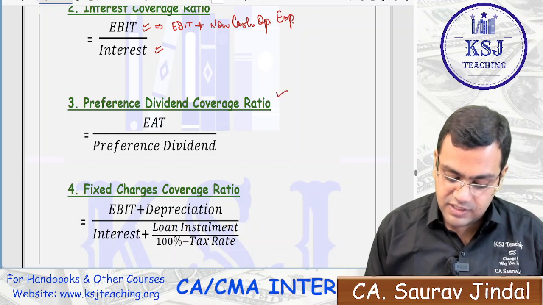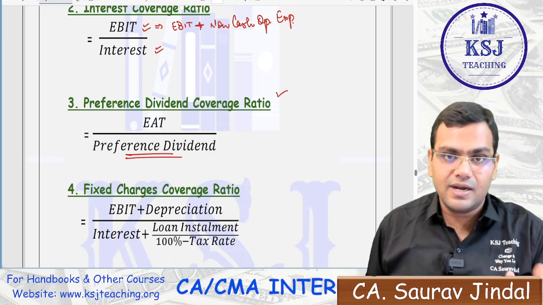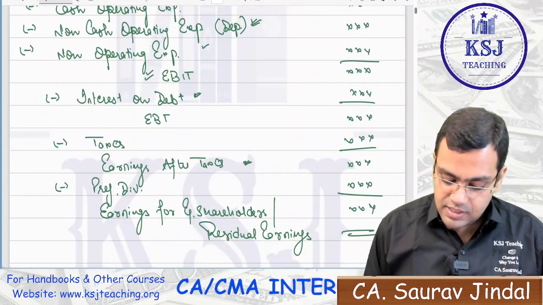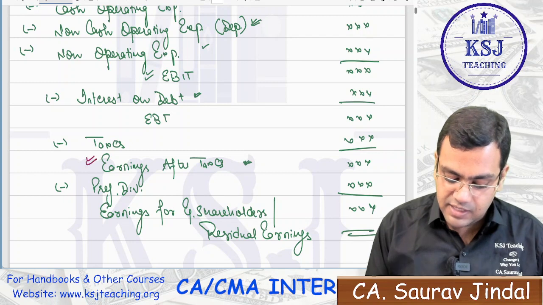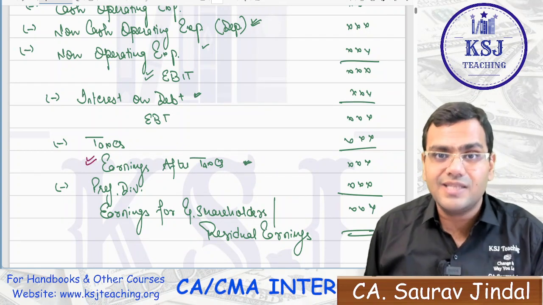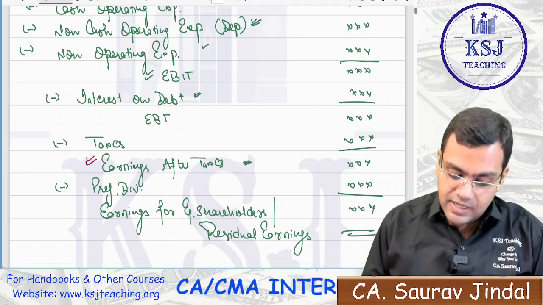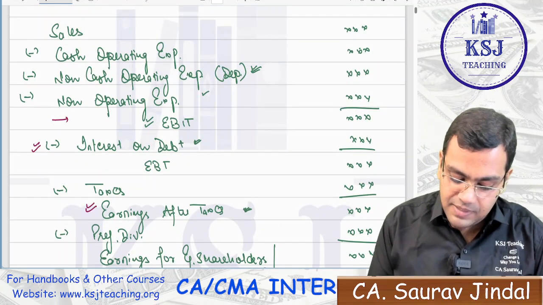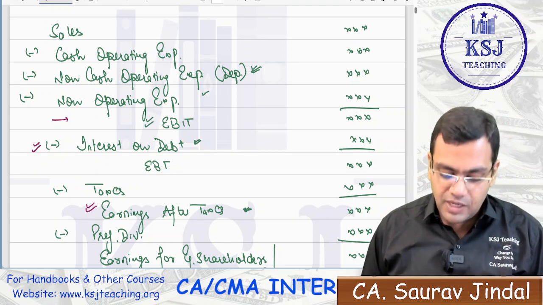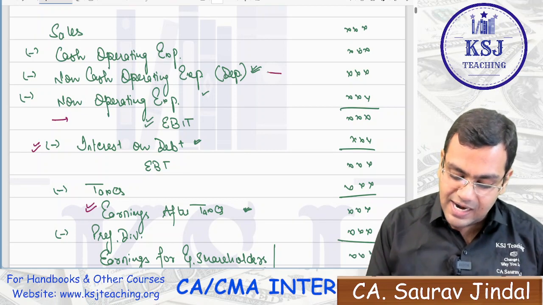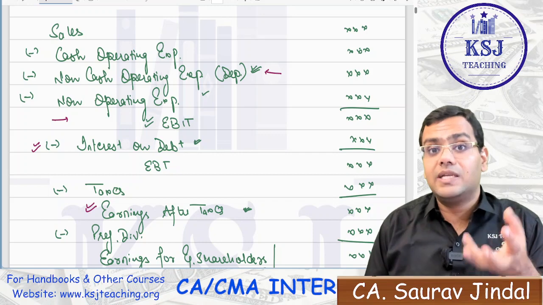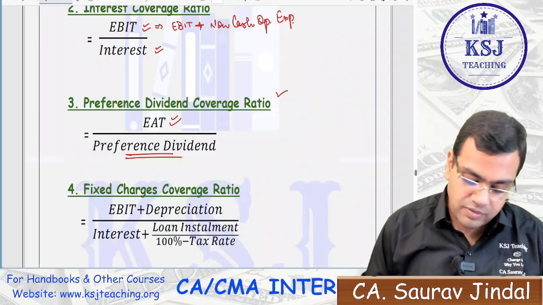Now, preference dividend coverage ratio. What is the earnings that are required for preference dividend? That is earnings after taxes. Remember the statement, the preference dividend is to be paid from there. So you need to find out whether you have sufficient earnings after taxes to pay off the preference dividend. The interest on debt is to be paid from EBIT, so you need to find out whether you have sufficient EBIT to pay off the interest on debt. In the EBIT, we add the non-cash operating expenses, so that we actually know the amount of cash that we have in the form of EBIT.